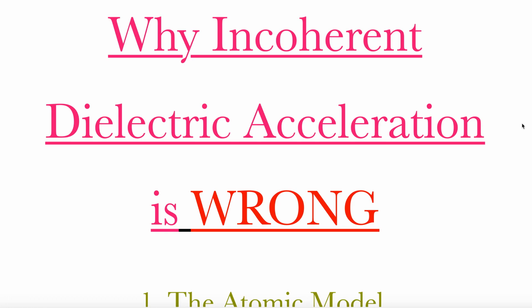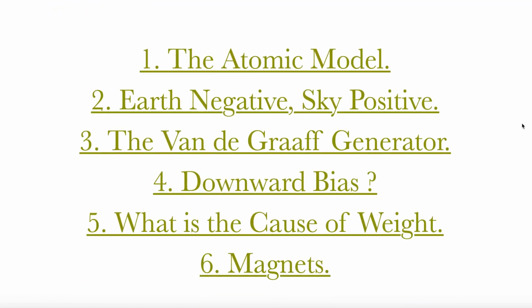Okay, let's get started. These are the sections. 1, the atomic model. 2, Earth negative, sky positive. 3, the Van de Graaff generator. 4, downward bias? 5, what is the cause of weight? 6, magnets. So there are the 6 topics I will be focusing on. There will be a small extras section at the end as well.